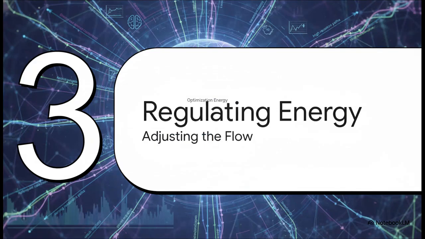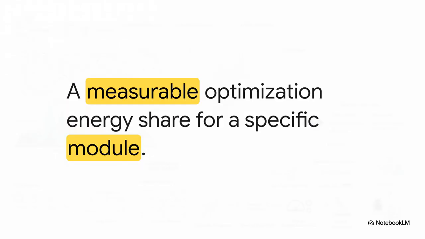Section 3. Regulating optimization energy, measuring and adjusting the flow. So, if energy determines capability, the next logical step is figuring out how to measure that invisible flow. This mathematical formula represents the gradient energy monitor. It compares the gradient magnitude for a specific module against the total gradient magnitude across all modules. That lets us observe exactly what proportion of optimization energy every single part of the model is receiving at any given step. Capability formation is no longer a black box. It's an entirely measurable metric.